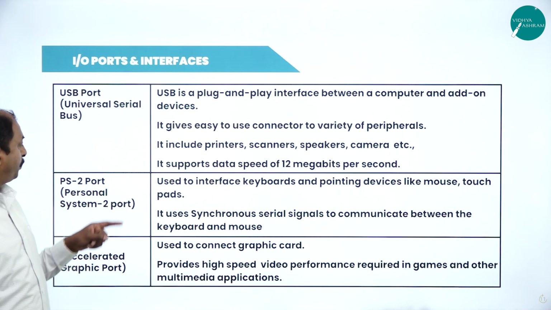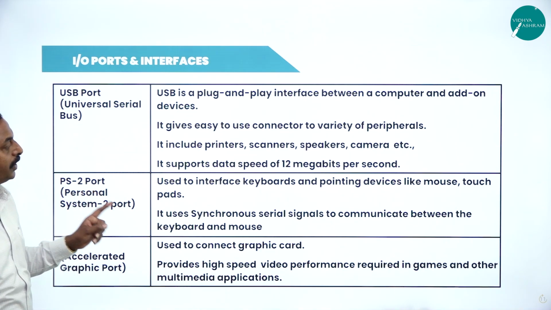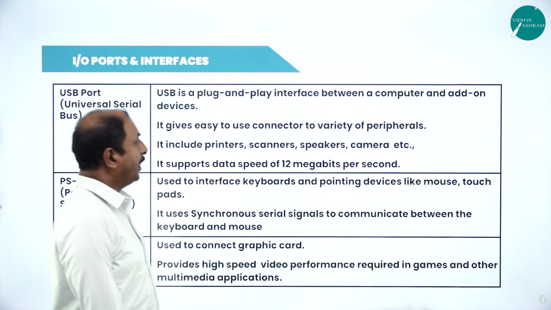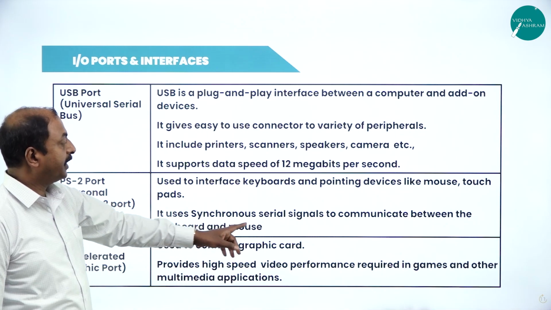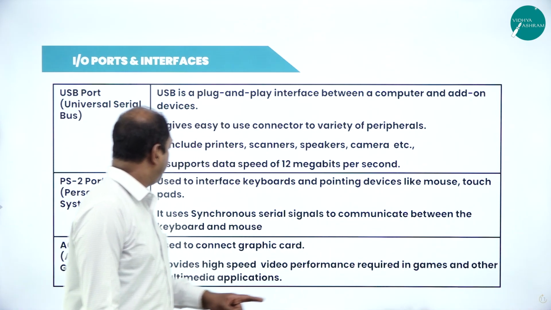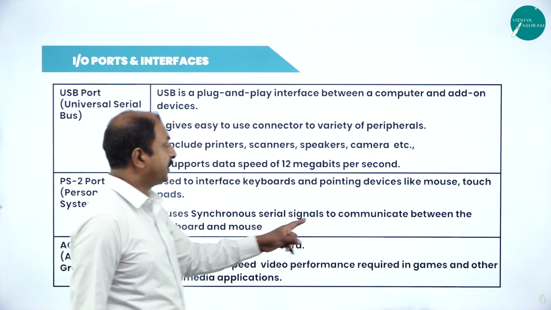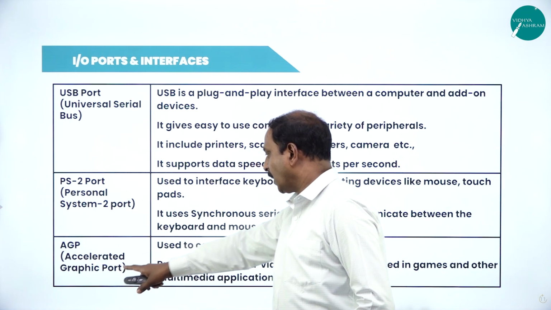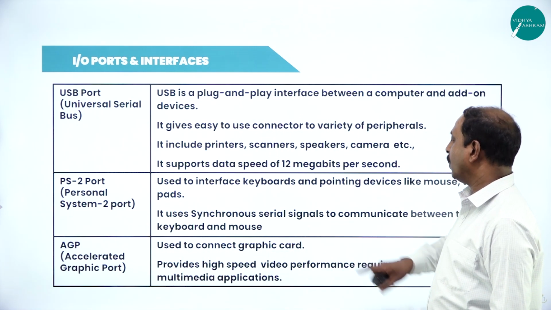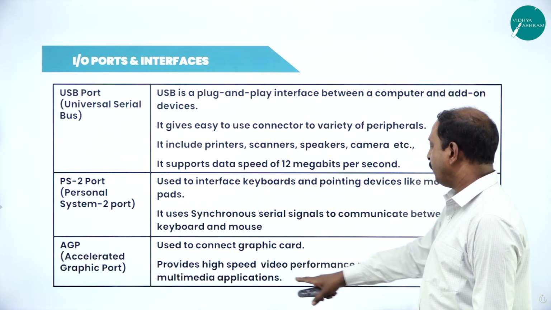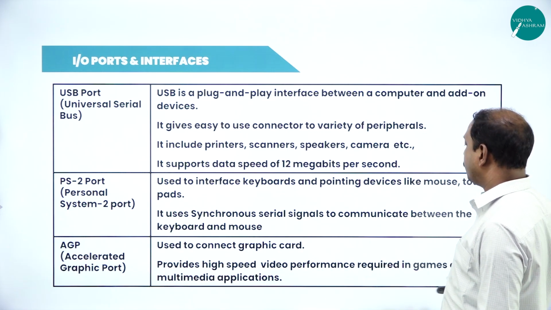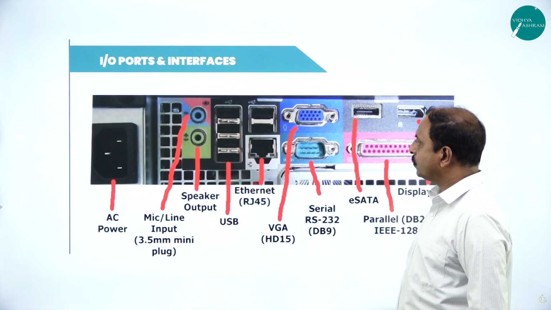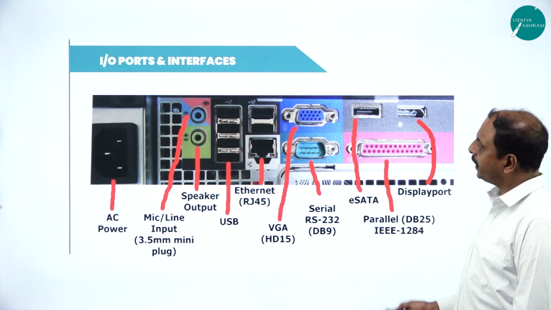Next one is the PS/2 port. PS/2 is the personal system port. It is used to interface keyboards and pointing devices like mouse and touchpads. It uses synchronous serial signals to communicate between the keyboard and mouse. That is a type of communication. Now this is AGP, the accelerated graphics port, used to connect a graphics card, and it provides the high-speed video performance required in games as well as other multimedia applications. Let us move on to the next slide, which shows the same ports and interfaces.